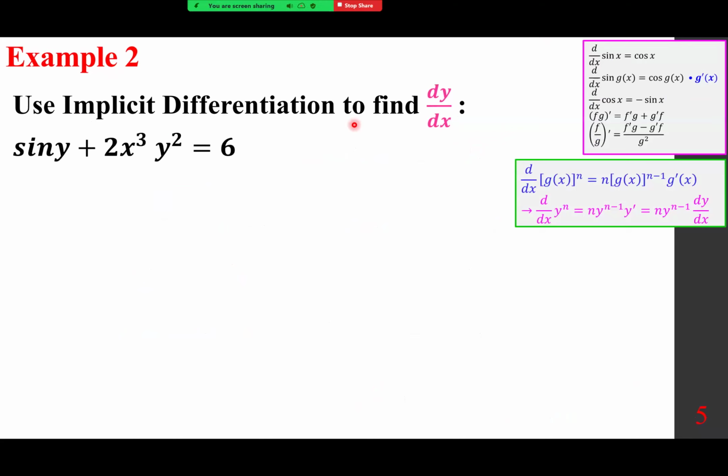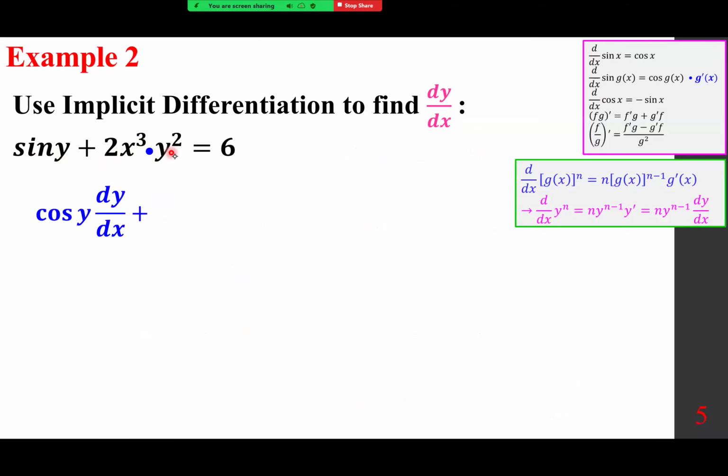Example 2, use implicit differentiation to find dy dx when sine y plus 2x cubed y squared equals 6. So to differentiate this, first we notice this uses the product rule, so we're going to throw in a raised dot to make sure everybody understands what's going on. Sine gives you cosine, so the answer is cosine y dy dx.